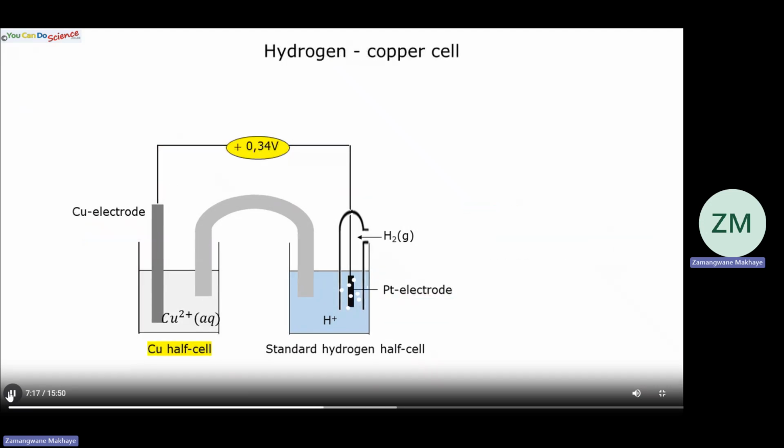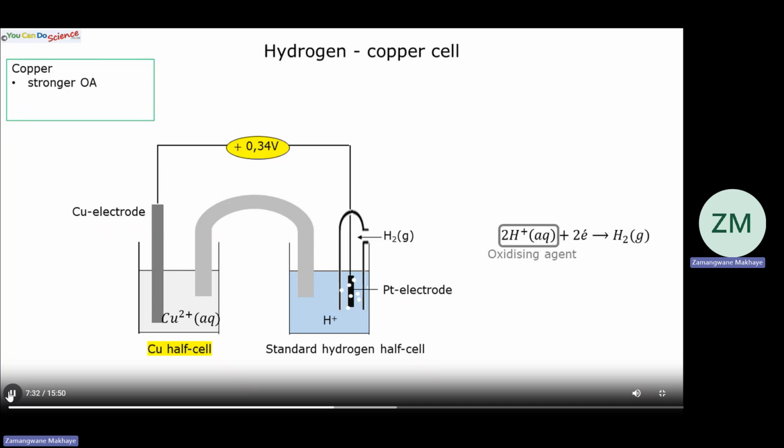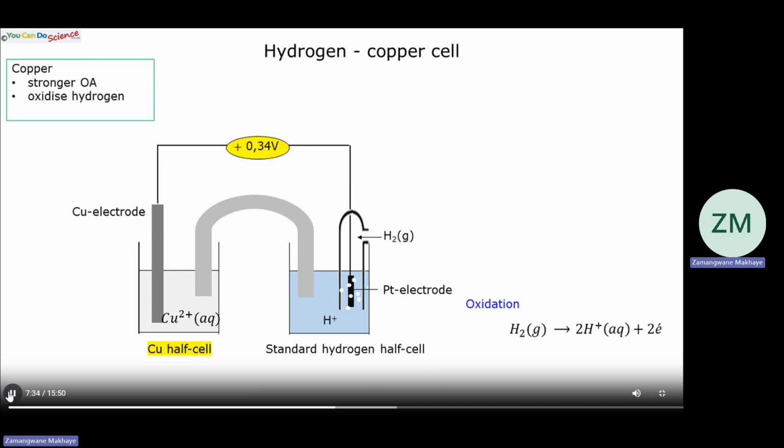In this hydrogen copper cell, the E0 value on the galvanometer is plus 0.34 volt. The positive value indicates that copper is a stronger oxidizing agent than the hydrogen ion. Hydrogen will therefore undergo oxidation and is the reducing agent.